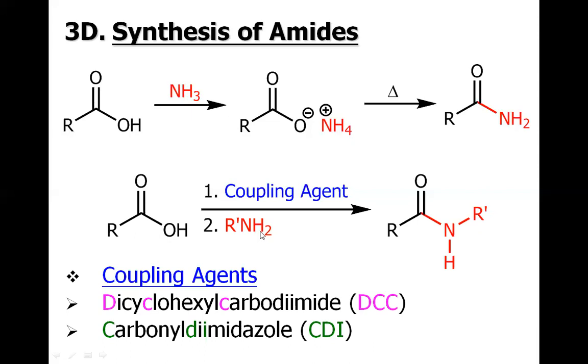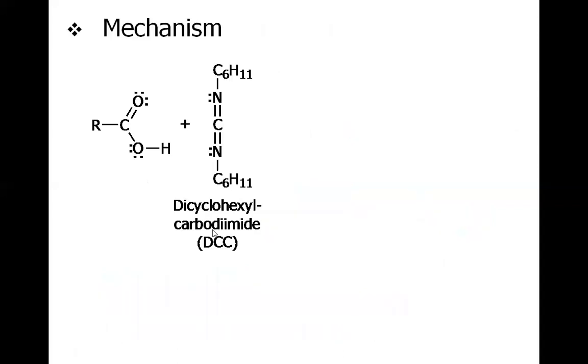So what are the coupling agents? There are a lot of coupling agents that convert the carboxylic acid into other functional groups, such as amides. The famous and most common coupling agents are dicyclohexyl carbodiimide, which is called DCC, or carbonyl diimidazole, which is called CDI. So let us discuss the mechanism of the formation of amide from the carboxylic acid, considering DCC as a coupling agent. So this is the mechanism we are going to start.